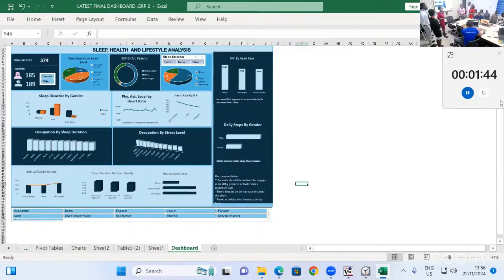So a meal plan can be drafted. These are the kinds of food you should eat to ensure that your weight level does not affect your sleep. And we also recommend that activities like meditation and yoga should be introduced as well. That would also go a long way to reduce the stress level. Thank you.